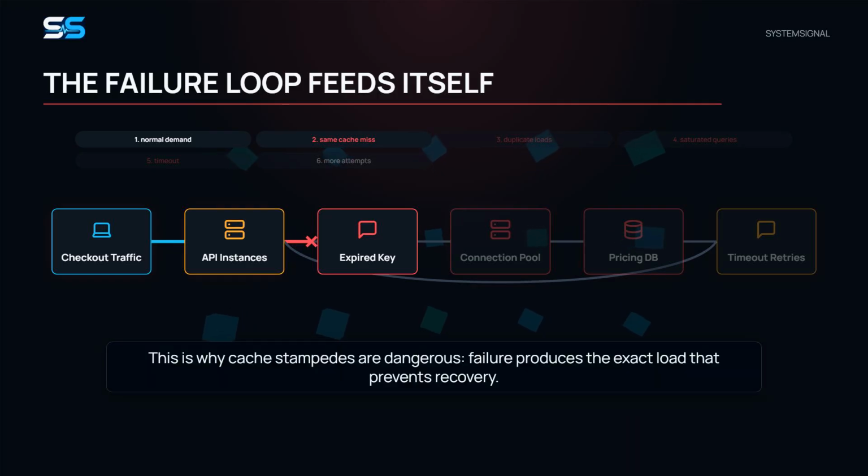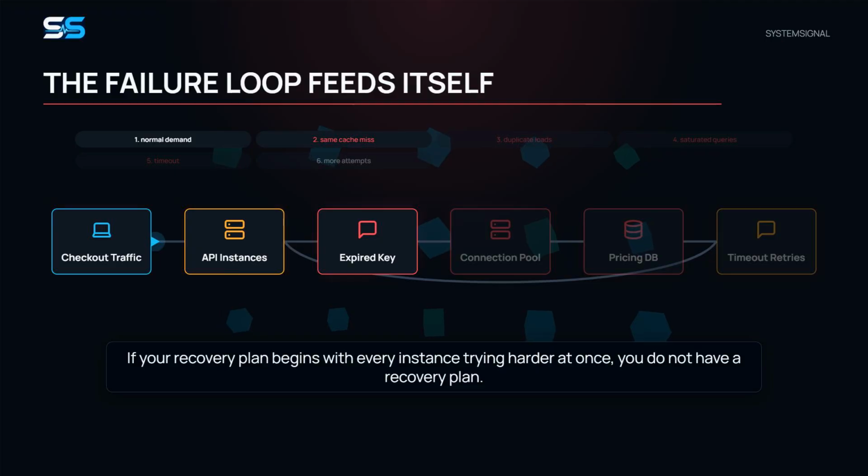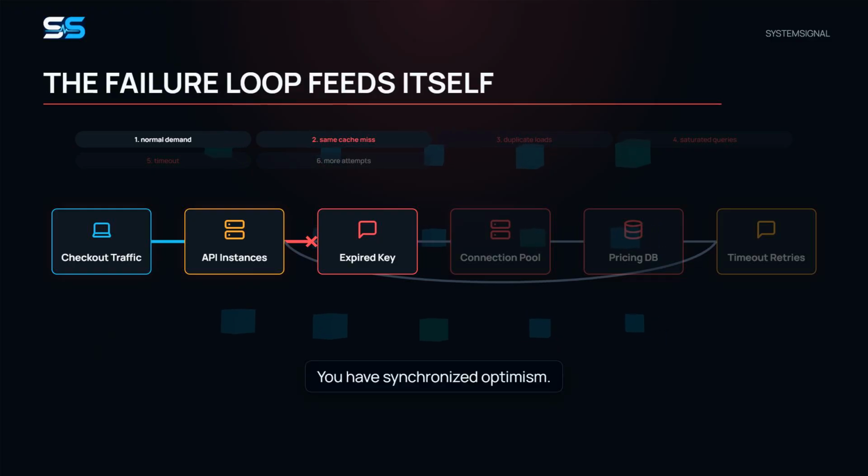This is why cache stampedes are dangerous. Failure produces the exact load that prevents recovery. If your recovery plan begins with every instance trying harder at once, you do not have a recovery plan. You have synchronized optimism.